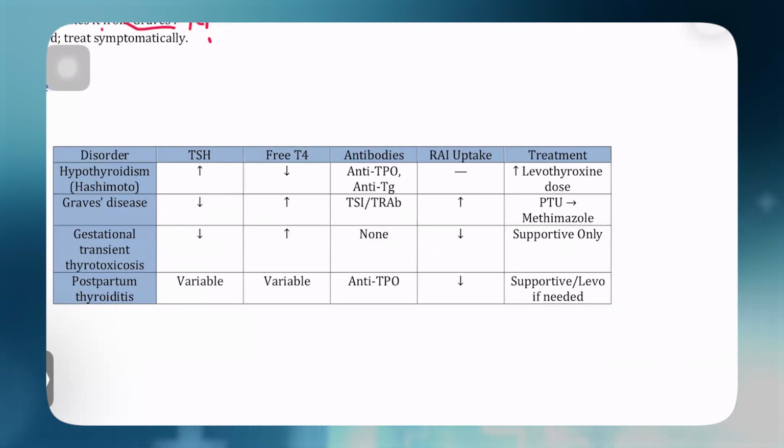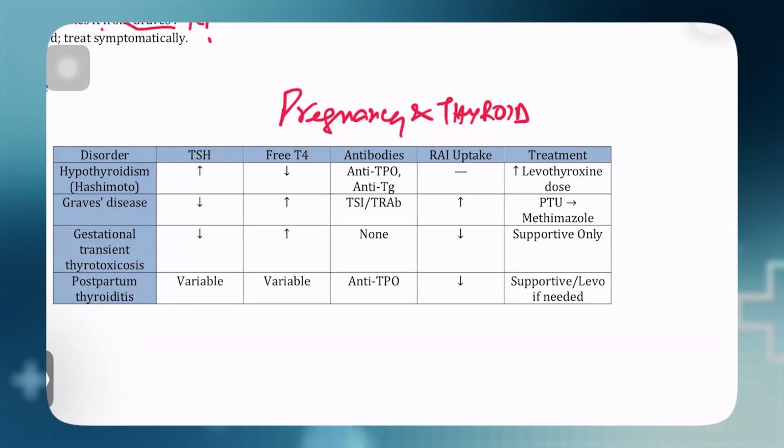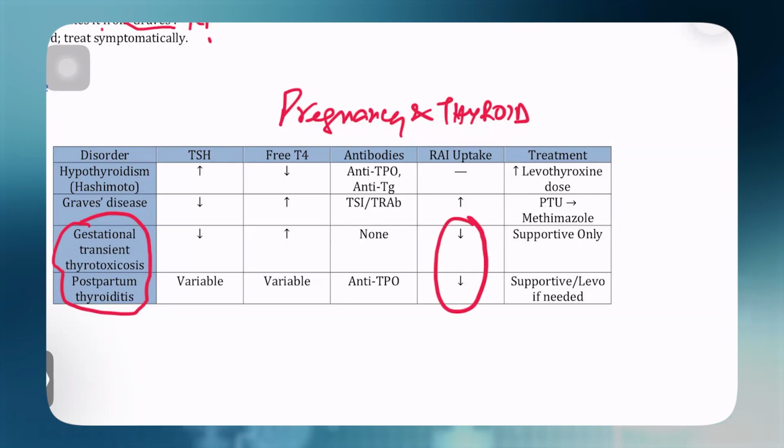So this is in pregnancy. Hashimoto's, Graves' disease, gestational thyrotoxicosis. You need to remember that in gestational transient thyrotoxicosis and postpartum thyroiditis, the RAI uptake is decreased, not increased. In Graves' disease, it is increased. So even if you have seen the patient in transient thyrotoxicosis or postpartum thyroiditis, where the hyperthyroid phase is there, still you can differentiate it from Graves' disease by decreased radioactive iodine uptake.